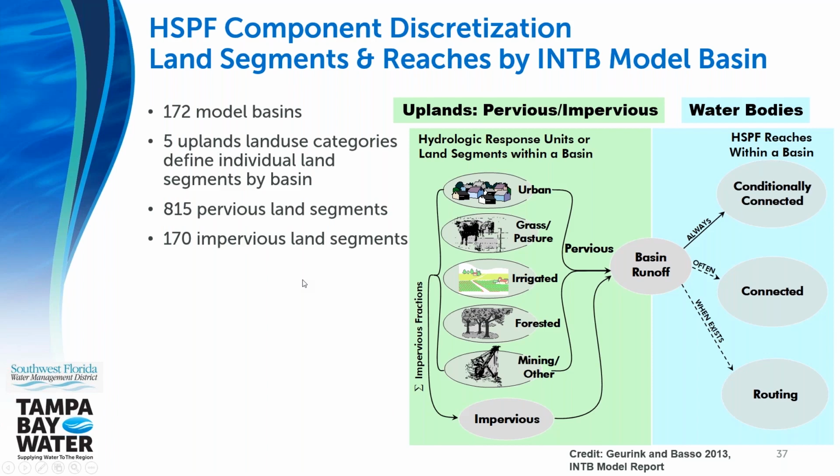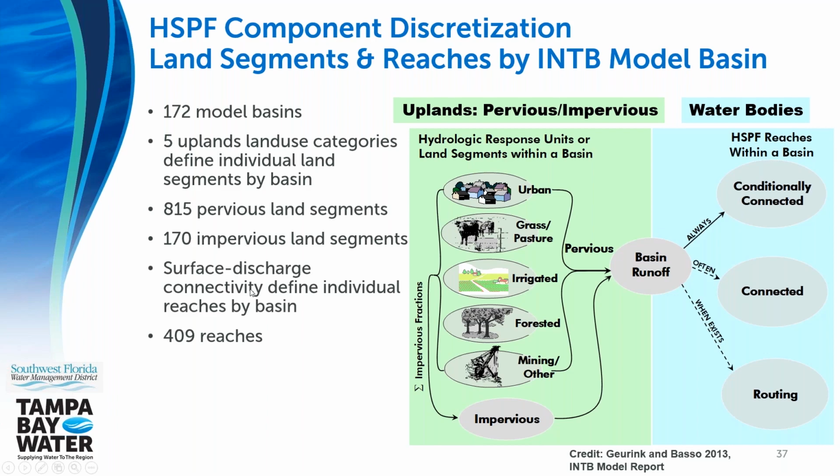So again, there's 172 model basins, 5 upland land use categories. So there can be up to 5 pervious land segments per basin, but overall there's 815 pervious land segments in the model. Some basins don't have all 5. 170 impervious land segments. 2 of the land segments do not have imperviousness.